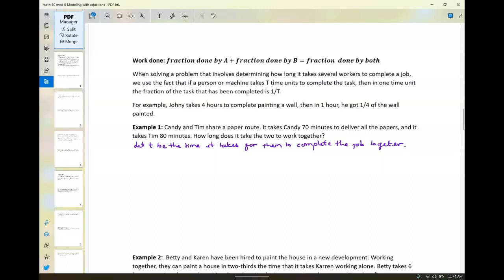So here, in 1 minute, Candy finished 1/70 of the job. In 1 minute, Tim finished 1/80 of the job. So working together in 1 minute, they complete 1/T of the job. So let's go ahead and add the fractions on the left side.